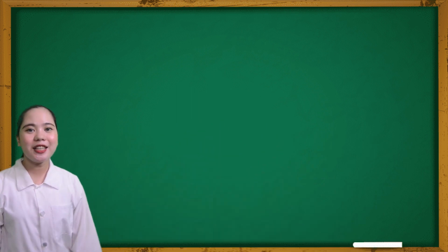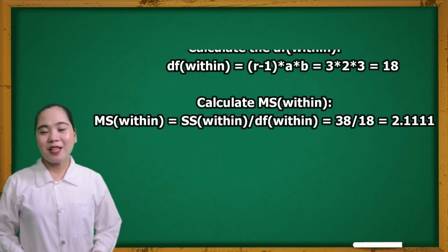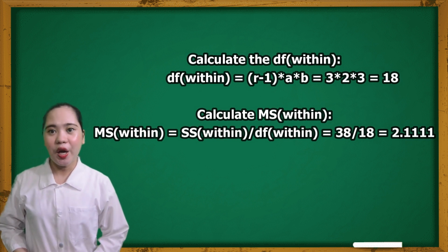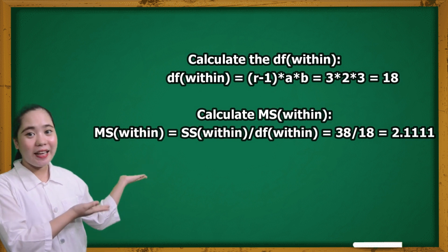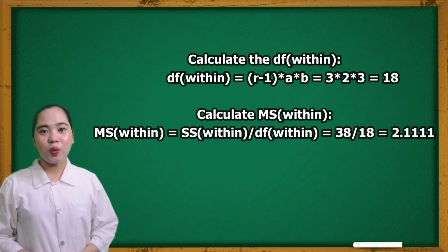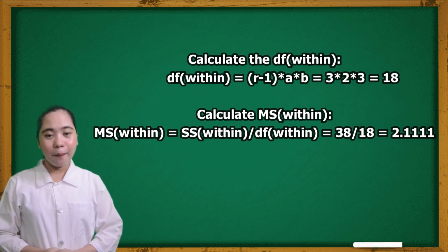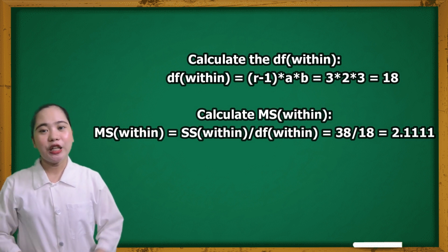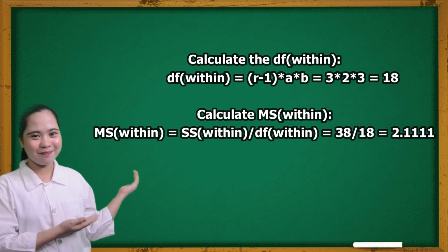Next is calculate the DF. DF is equal to R minus 1 times A times B, which is equal to 18. And calculate the MS, which is equal to SS over DF, which is 38 divided by 18, and the answer is 2.11.